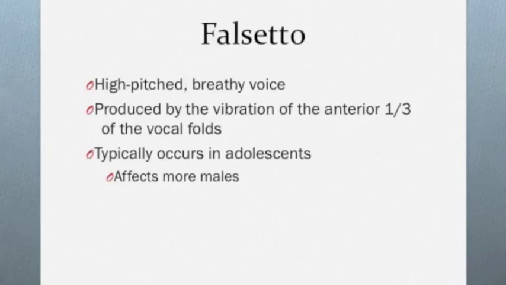Falsetto is a high-pitched, breathy voice produced by the vibration of the anterior one-third of the vocal folds, with the posterior two-thirds being held tightly adducted, so that little or no posterior vibration occurs. Falsetto typically occurs in adolescents, but is mostly heard in adolescent males. There are many social disadvantages, and voice therapy focuses on lowering the client's pitch to produce a more natural male voice.